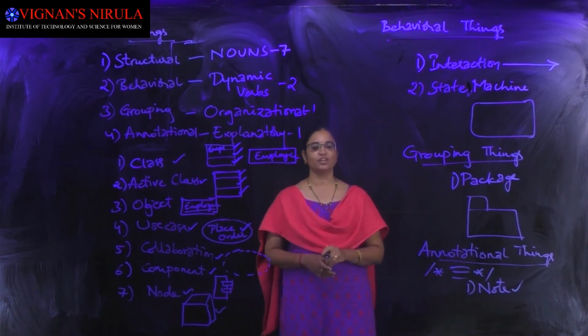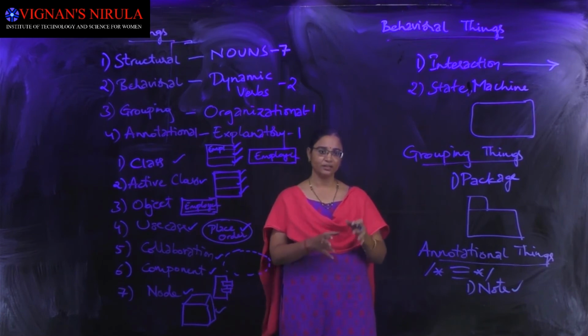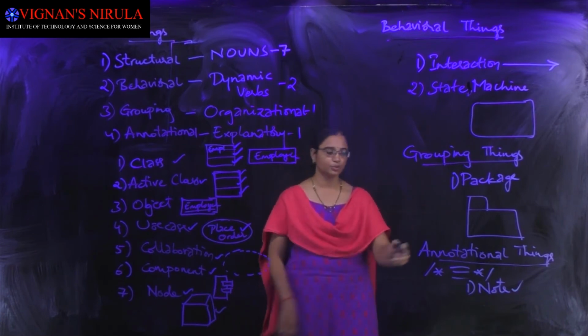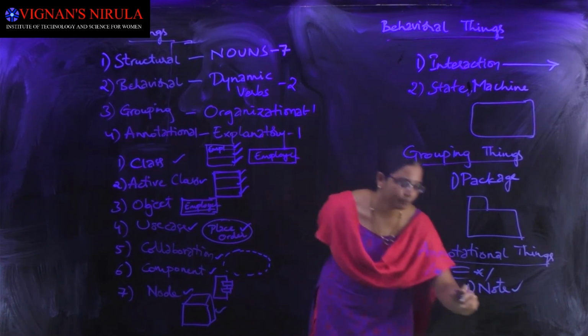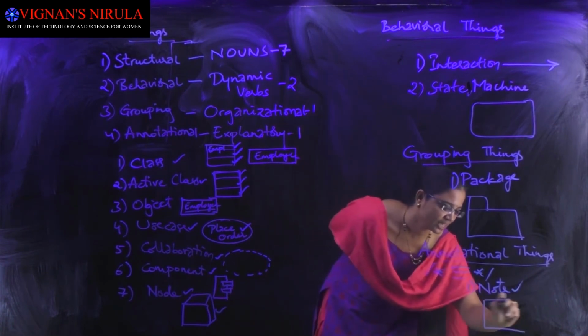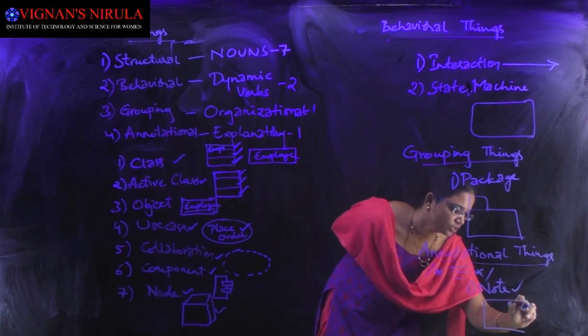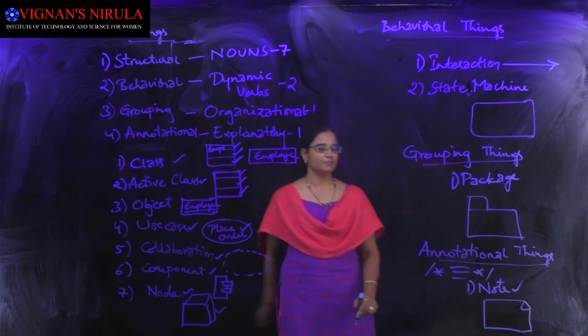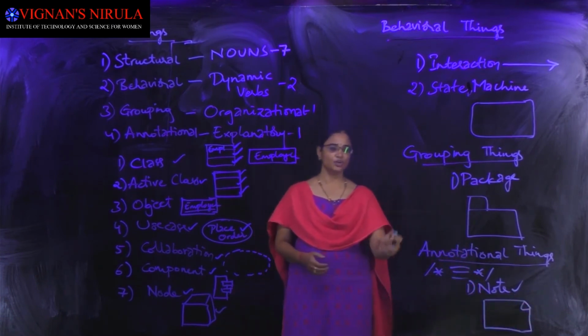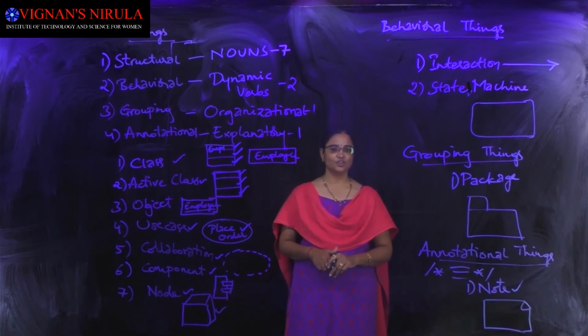If you want to write comments in the UML, or if you want to write information, or represent some explanation regarding an element, you represent it by using a note. A note can be represented by using a rectangle with a dog-eared corner. So this is used to represent the note in the UML. So this is regarding the note.